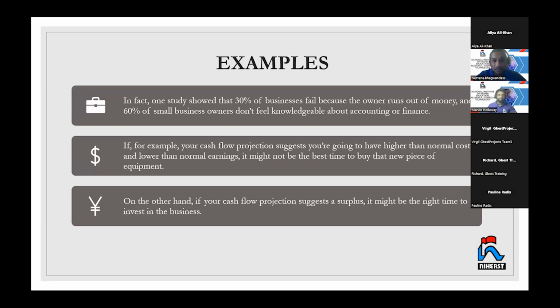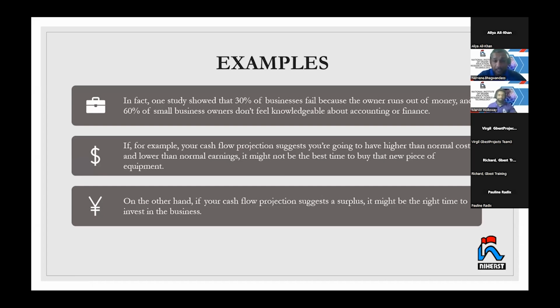One study shows that 30% of businesses fail because the owner ran out of money, right? And 60% of small business owners don't feel knowledgeable about accounting. And this is a major thing as well. I have more of a technical background myself, so when it comes to business and making business decisions, it's very difficult. But if you have these cash flow projections, you can look at figures and make better decisions on them.